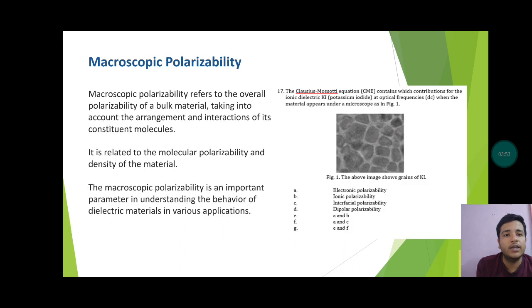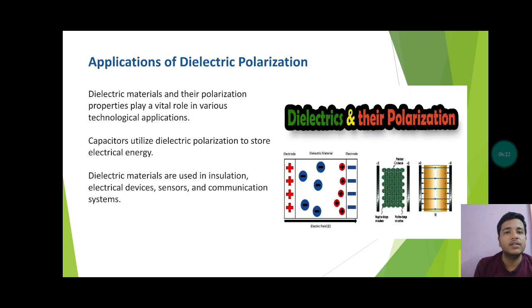Macroscopic polarizability refers to the overall polarizability of bulk materials, taking into account the arrangement and interactions of its constituent molecules. It is related to the molecular polarizability and density of the material. The macroscopic polarizability is an important parameter in understanding the behavior of dielectric materials in various applications.